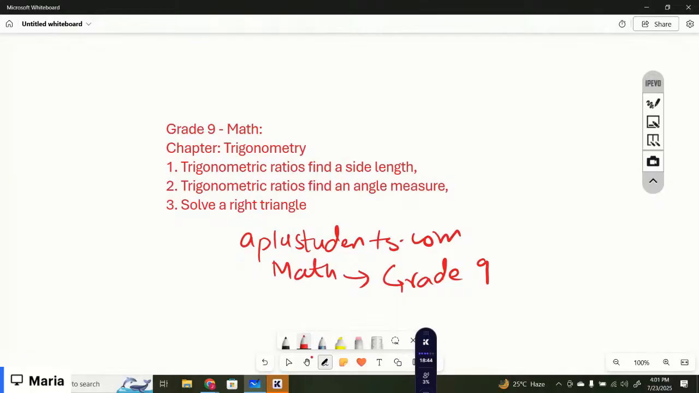The lessons we're going to cover today are trigonometric ratios, find a side length, trigonometric ratios, find an angle measure, and solve a right triangle. So please make sure you have your notebook and pencil so that you can note down the important examples and definitions as well.